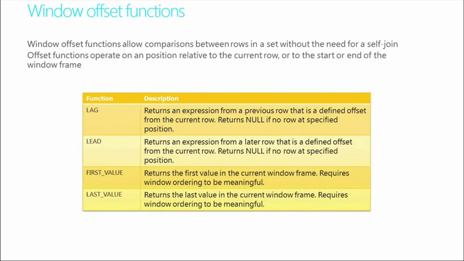The Windows offset functions, I believe we looked at this earlier, but this actually looks at LAG, where it returns an expression from a previous row, defined by the offset from the current row. LEAD, again, returns an expression from a later row instead of a previous row. FIRST_VALUE, LAST_VALUE, pretty self-explanatory, returns the first value in the current Windows frame or returns the last value in the current Windows frame.